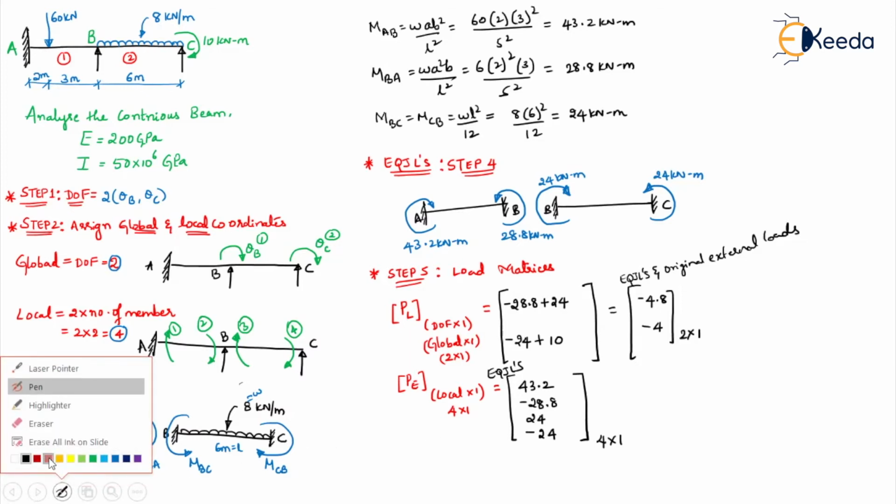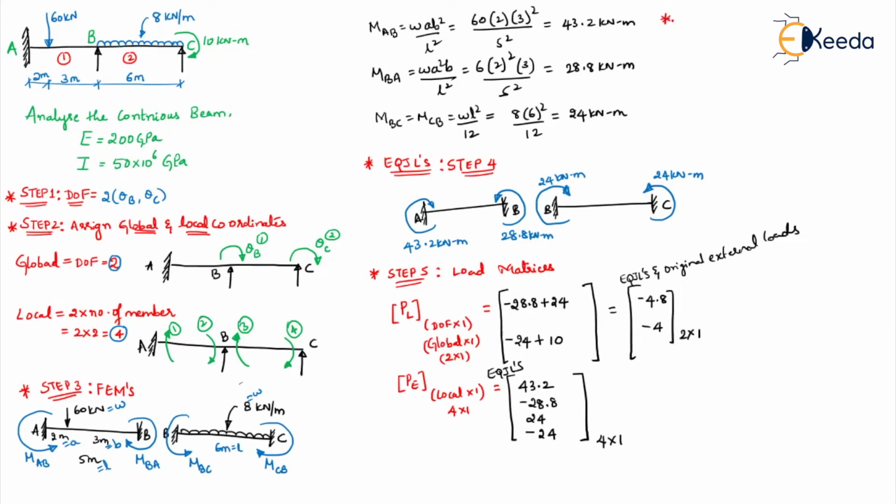Then coming to the next step, what is your next step? Next step 6 is finding your element stiffness matrix.